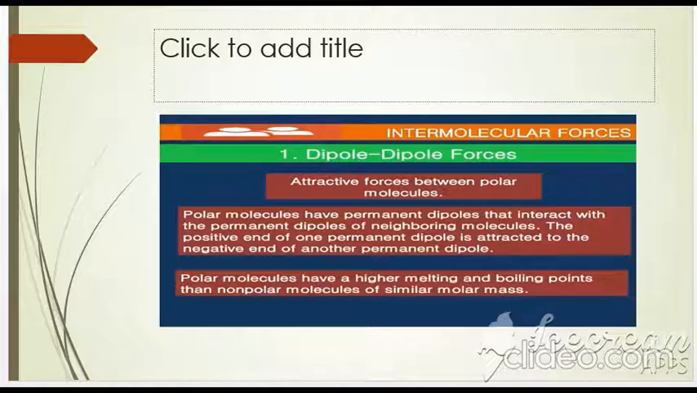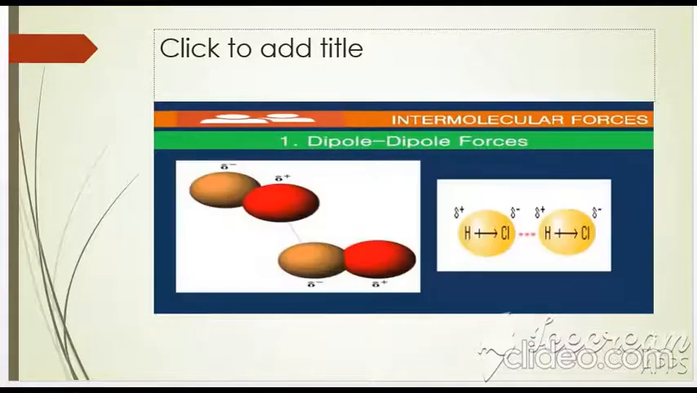What is the dipole? Dipole means two poles. Di means two. How? Look at this HCl molecule. Two poles are there. One pole is the negative pole, the other pole is the positive pole. That is called the dipole.